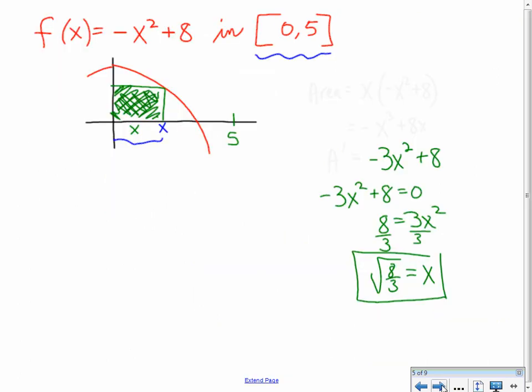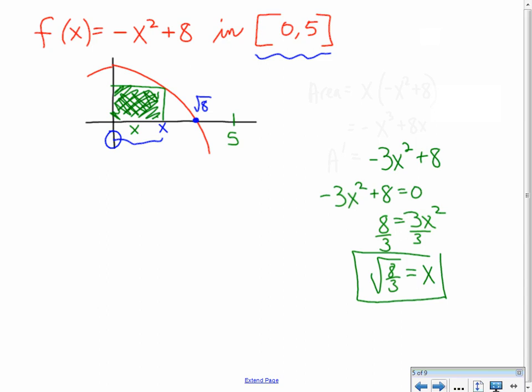Now sometimes they give you parameters, like the same problem, but now we want to look just between 0 and 5. Well, we had said that it crosses right around the square root of 8, which is about 3. 5 is to the right of that. So we're only going to be looking between 0 and 5.